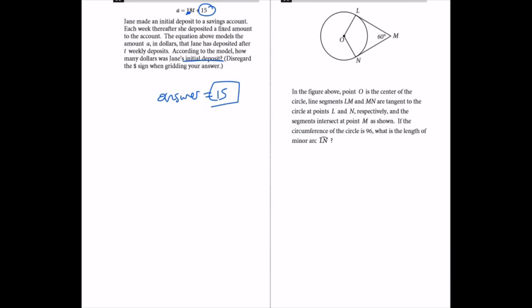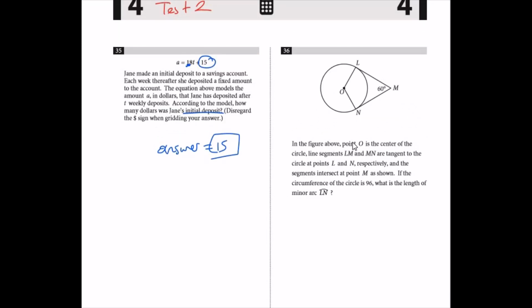Okay, let's go to question number 36. In the figure above, point O is the center of the circle. Line segments LM and MN are tangent to the circle at points L and N. So if they are tangent, then they are equal and they are 90 degrees to the circle. And the segments intersect at point M as shown. If the circumference of the circle is 96, what's the length of the minor arc LN? So this is LN, and this is the minor arc, and this is the major arc.